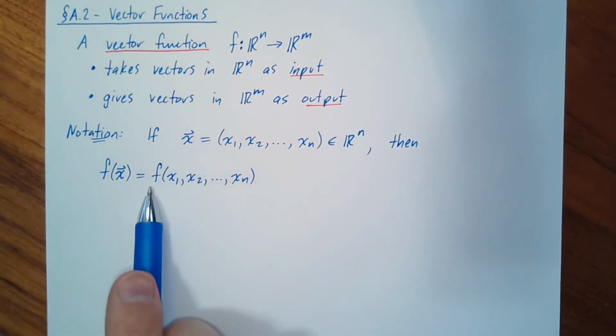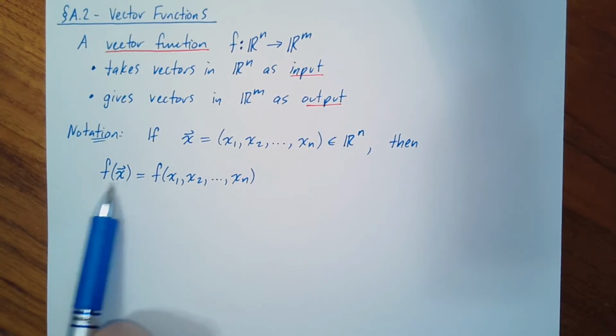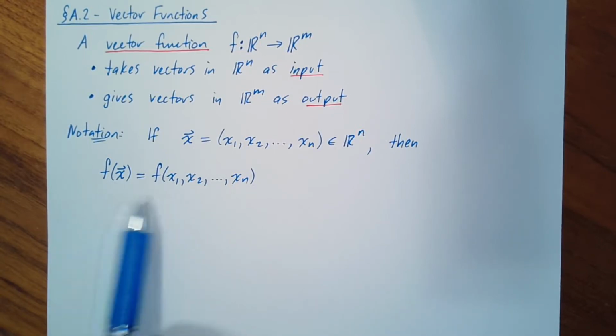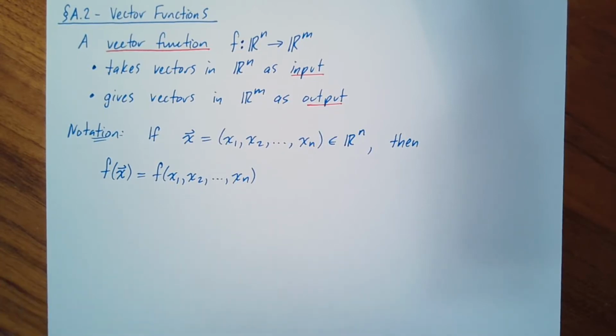So this really is just you're plugging the coordinate vector into the function f, and this you're just taking the vector symbol x and plugging it into the function f. These mean exactly the same thing. They both mean the output from the function f when you plug in the vector x.